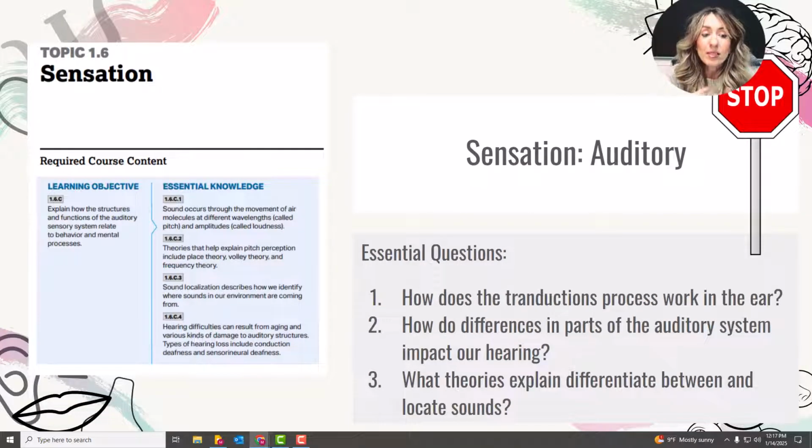All right, so today we talked about the transduction process and the anatomy of the ear. We talked about some differences that can lead to impacts on our hearing, and we went through the theories that explain how we differentiate and locate sounds.